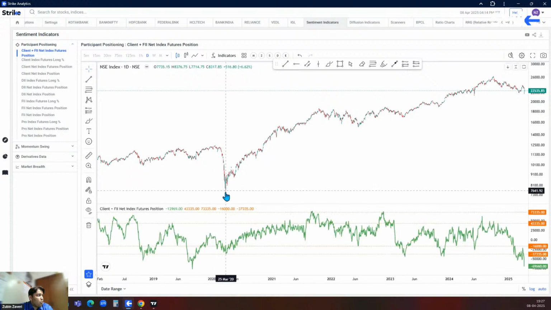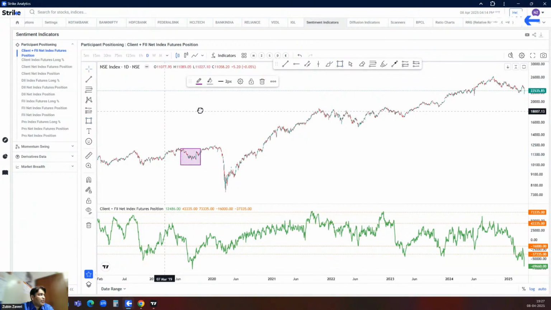Even in the COVID era, it was not a big level, but before COVID, August 2019, this was the lowest level where FII had short positions. So we are at that level. So something like this you can expect. Something like this over here in the market you can expect. Let me zoom.